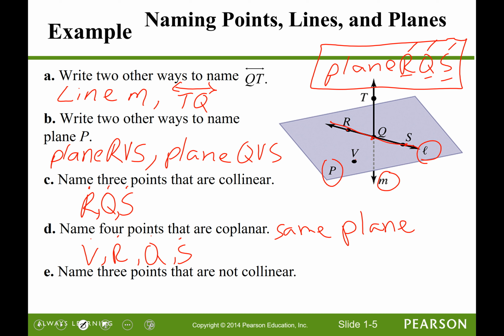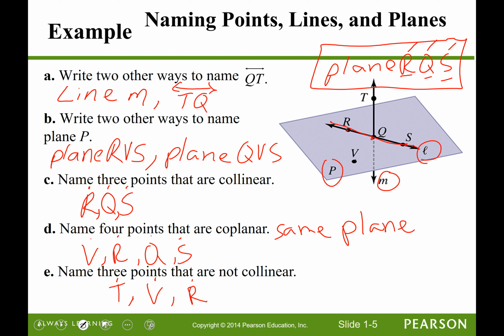All right, last one. Name 3 points that are not collinear. So 3 points that are not on the same line. So T, that's kind of a point above our plane that we haven't talked about in a while. V, that's definitely on the plane there, and we'll throw in R. That would be 3 points that are not collinear. There are other options too, like TQS, SRV, TQV, lots of different options.